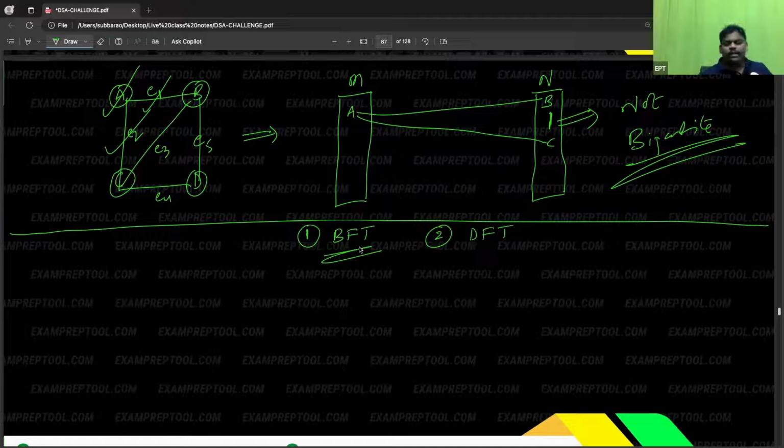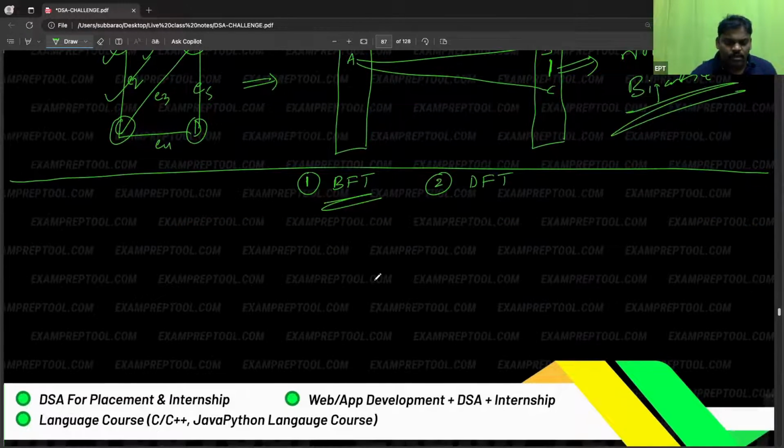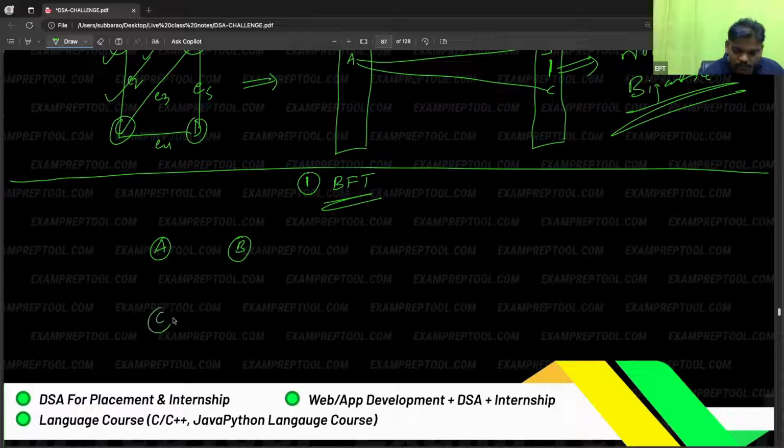I will do BFT, and you can do DFT by yourself. Let's start how to solve this problem using BFT. I'm trying this. Be careful, everyone. A, B, C, D. Everyone observe how you are going to do it using BFT. I'm going to explain here.